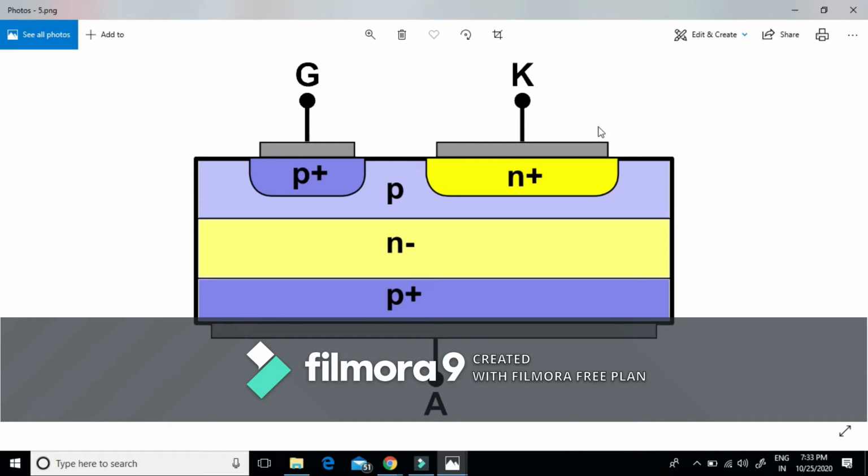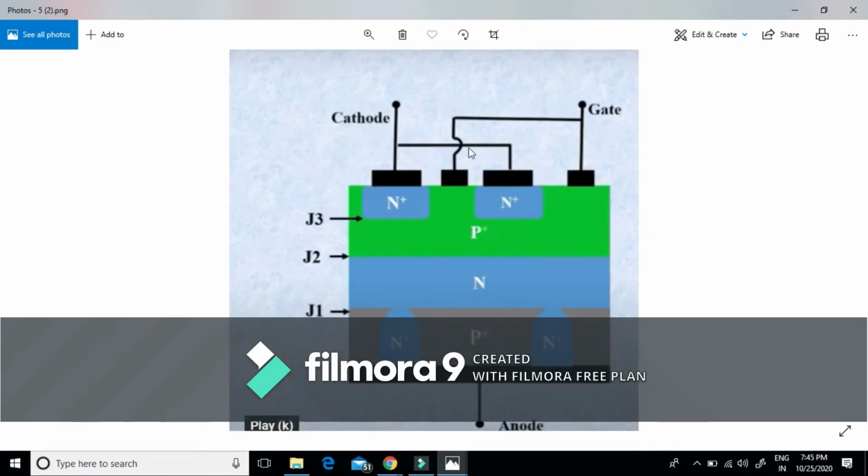So we can say the gate circuit design is complicated in case of GTO. While the positive side of GTO is that we can work at much higher frequency as compared to that of SCR. This is the basic structure of GTO.